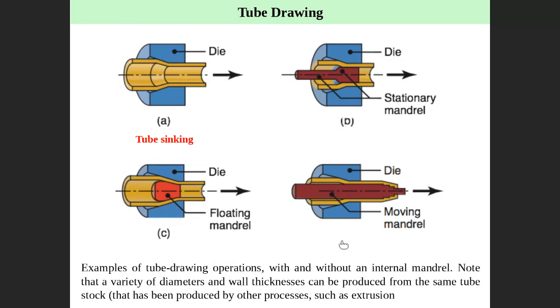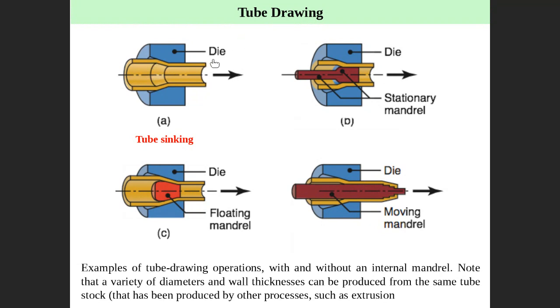Next is what we call tube drawing. We still talk about wire drawing, and next is tube drawing. Tube means hollow, hollow inside. There is no solid cross section, it is hollow. This is what we call tube drawing. Here, this is a tube.